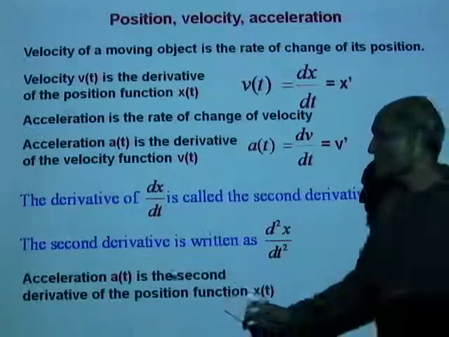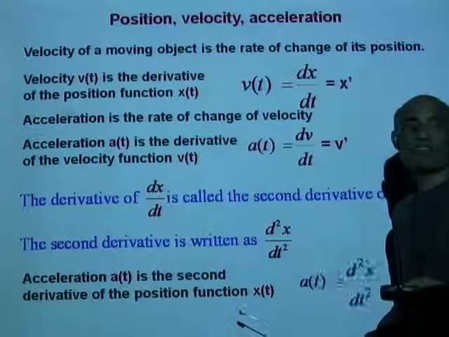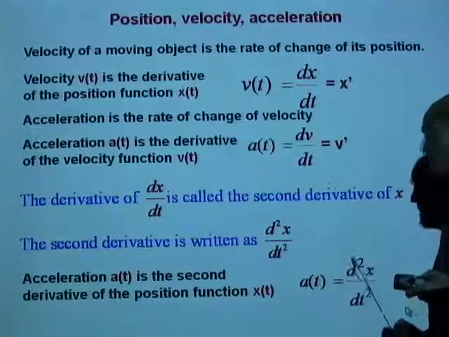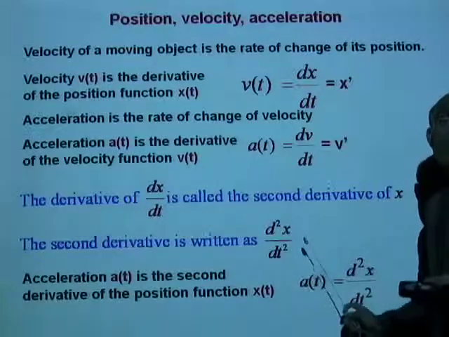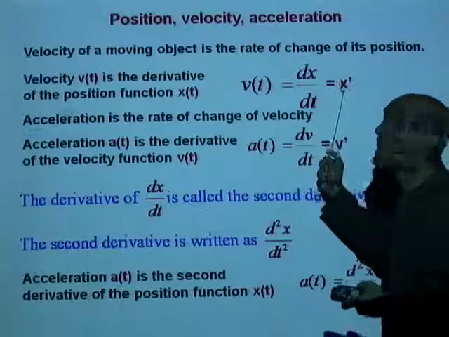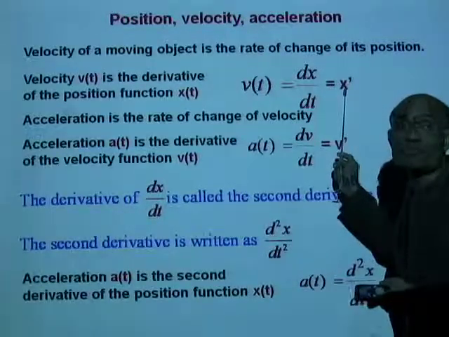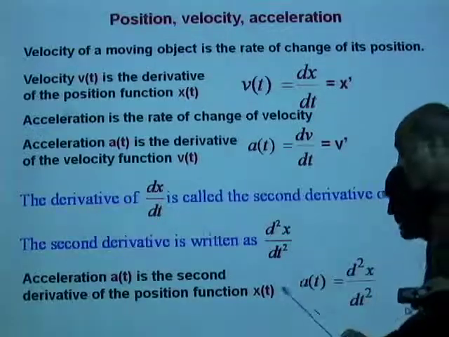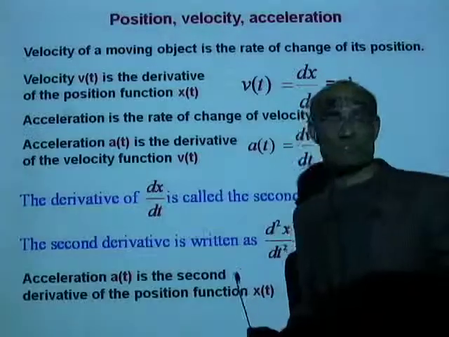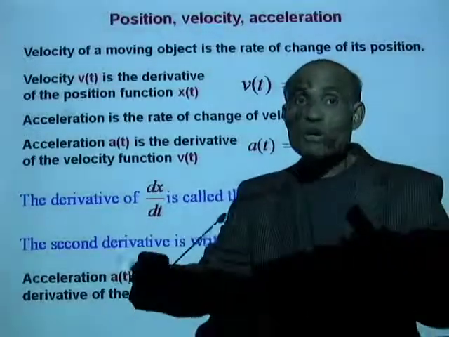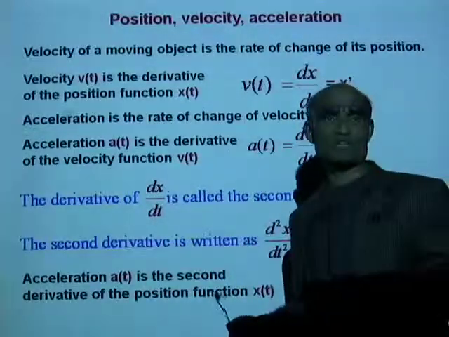Alright? Now, acceleration is the second derivative of the position function. That is, a of t is d squared x over dt squared, or a of t is the same as x double prime. v of t is the first derivative of the position function. a of t is the second derivative of the position function. I want you to know these concepts, have some understanding of these concepts. All right?